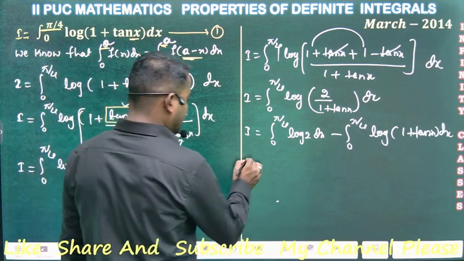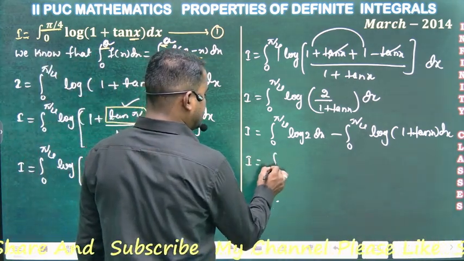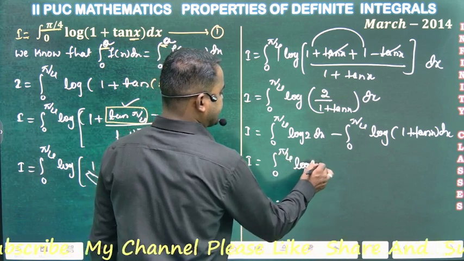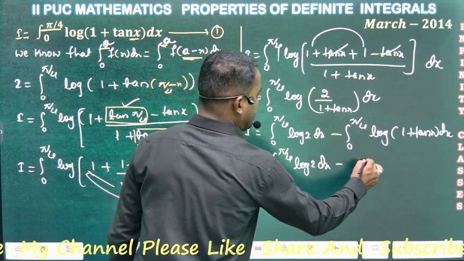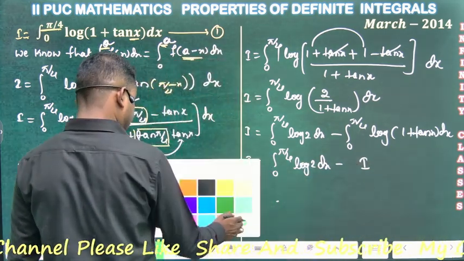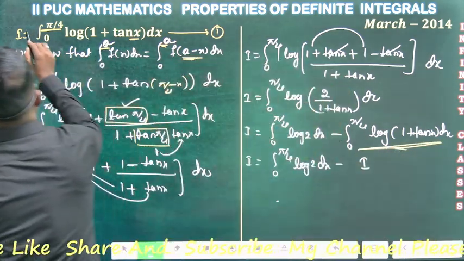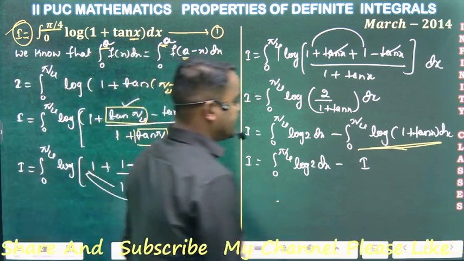Then I is equal to integration of 0 to 5/4 log 2 dx minus I, from equation 1. So that integral is I, from equation 1.